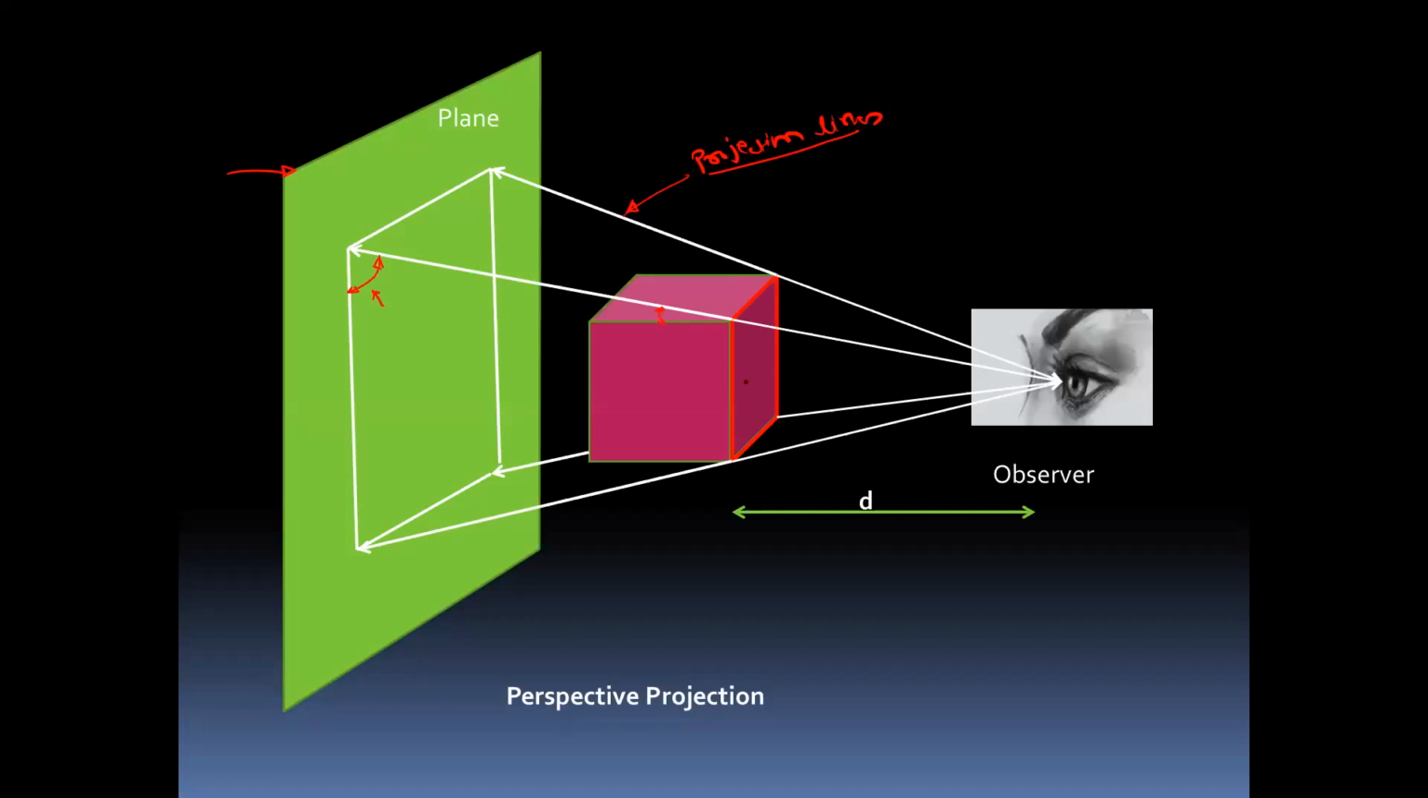This is called a perspective projection. But suppose this observer moves away from the object, and suppose the observer is standing at some infinite distance. In that case, this angle will go on reducing, and at infinite distance, this angle will become 0. In that case, all these imaginary lines, called projection lines, will move exactly parallel to each other.